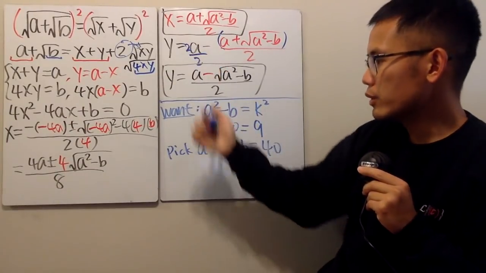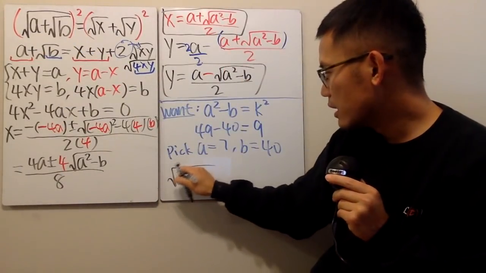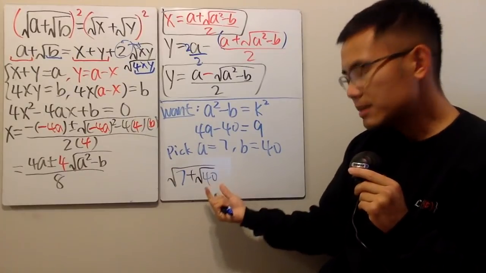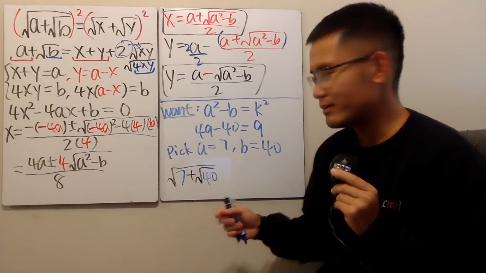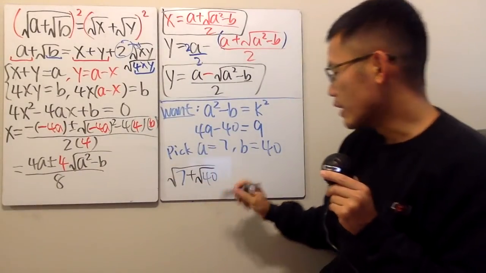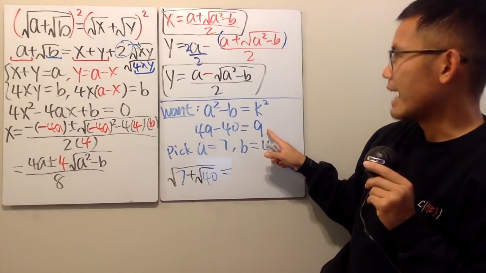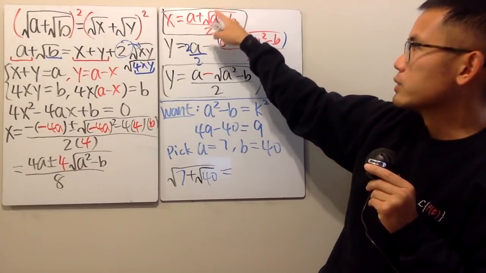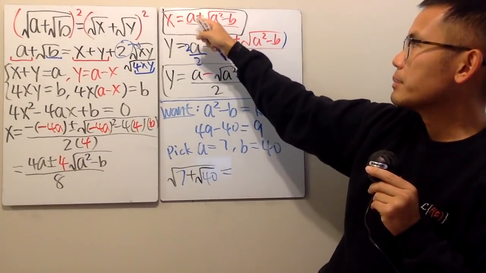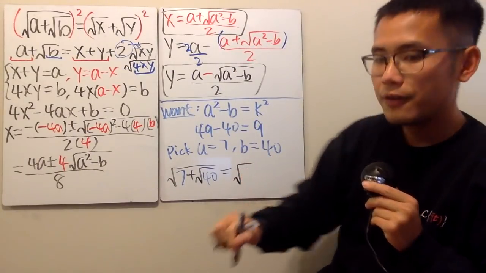Based on this, we will know that if we have square root of 7 right here, and then plus square root of 40 inside, I know I can simplify this a little bit, up to you though, but I'll just keep it right here. Based on what we did, this right here, we know it's going to be what? Well, if you work that out, this right here will be 9, you can just put it right here, square root of 9 will be 3. And then you put a 7 right here. So 7 plus 3 is 10 divided by 2. That means we will have square root of 5.